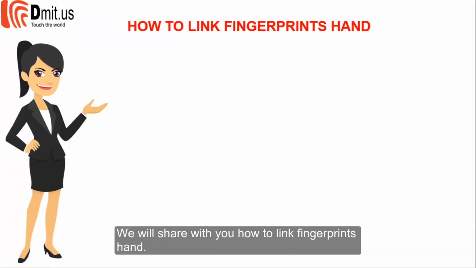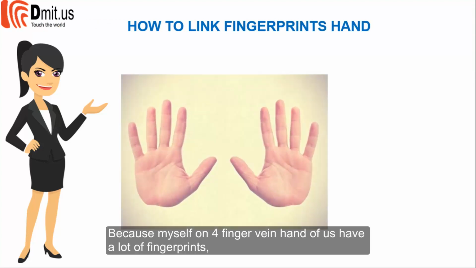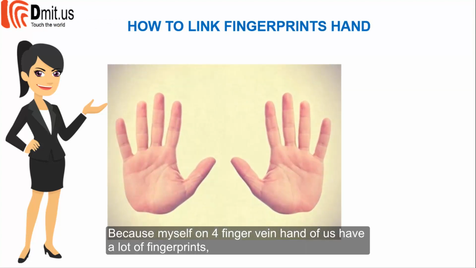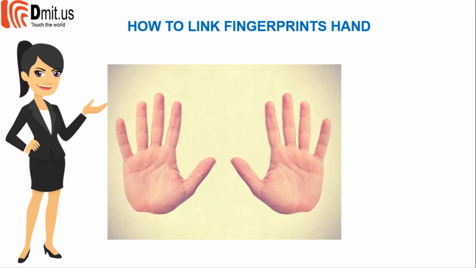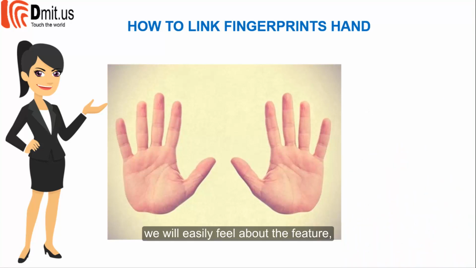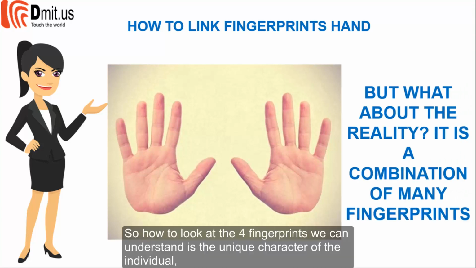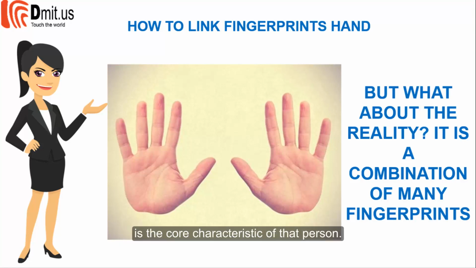We will share with you how to link fingerprints on the hand. Because each of us has a lot of fingerprints, not just one fingerprint. For example, if we have an eagle fingerprint or a WE fingerprint, we will easily feel the feature, but what about reality? It is a combination of many fingerprints. So when we look at the 4 fingerprints, we can understand the unique character of the individual, the core characteristic of that person.